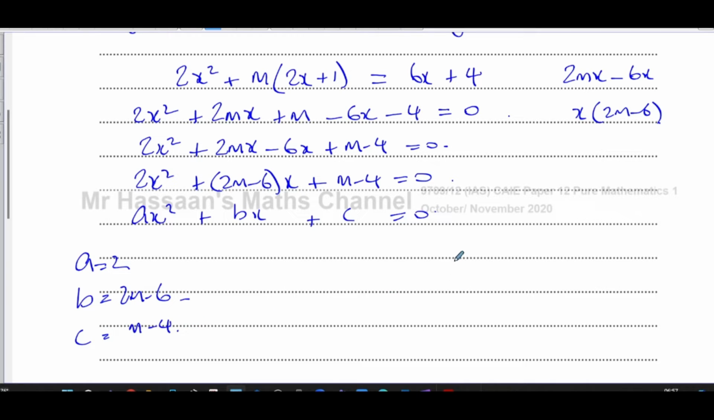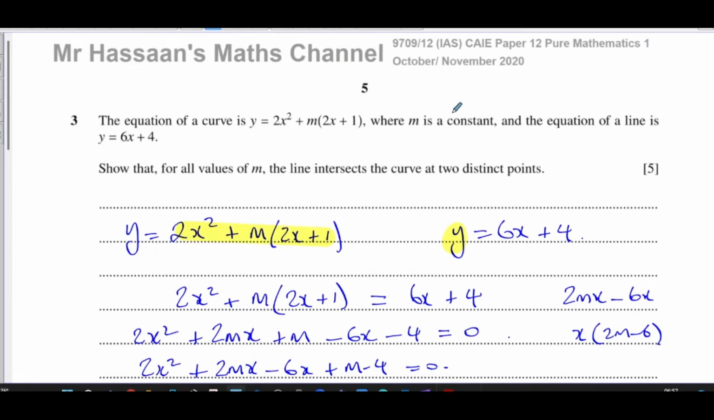Now, we know that what helps us to determine how many solutions a quadratic equation has is called the discriminant, which is b squared minus 4ac. It's part of the quadratic formula, minus b plus or minus the square root of b squared minus 4ac all over 2a. It's the part of the quadratic formula which is under the square root. That tells you how many solutions it's going to be.